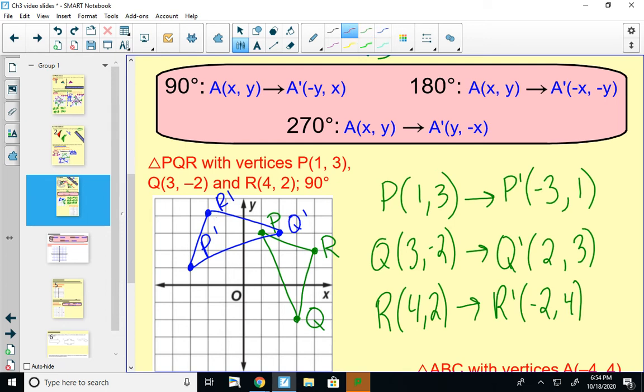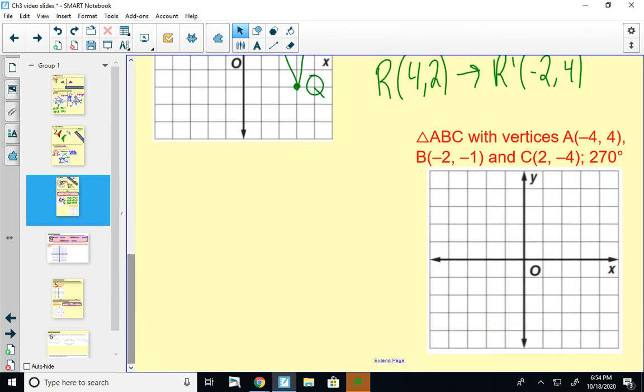So we rotated about that point, and you'll see we rotated 90 degrees. All of our image and pre-image points should create a 90-degree angle. All right, we'll do one more example.